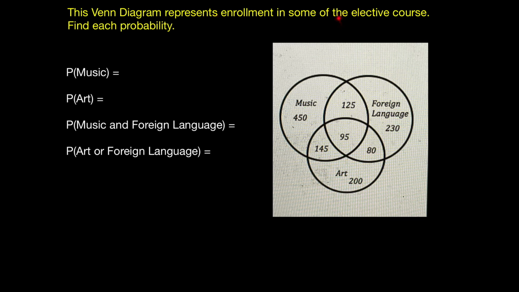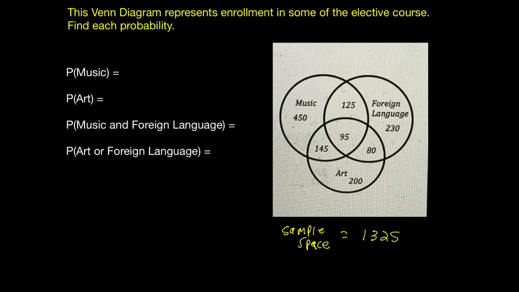This Venn diagram represents enrollment in some of the elective courses. Find each probability. The first thing that I'm going to want to do is count all of the students because that's going to be the sample space. So I'm going to add the 450 with the 125, with the 230, with the 80, plus 95, plus 145, plus 200. If I add all of these numbers together, I'm going to get a sample space of 1325. So 1,325. Those are the total amount of students that were surveyed here in this Venn diagram.